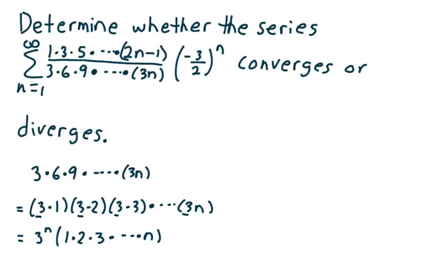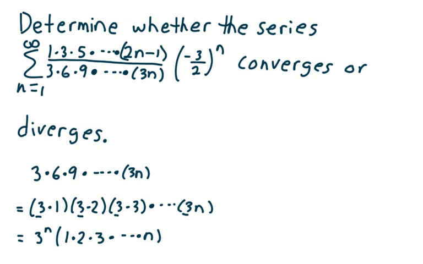The directions say to determine whether the series, the summation from n equal 1 to infinity of 1 times 3 times 5 all the way through until 2n minus 1, divided by 3 times 6 times 9 all the way through until 3n, times negative 3 halves to the n, converges or diverges.